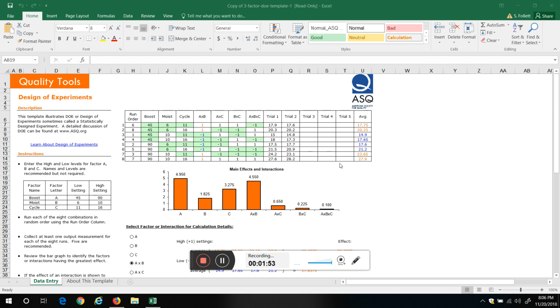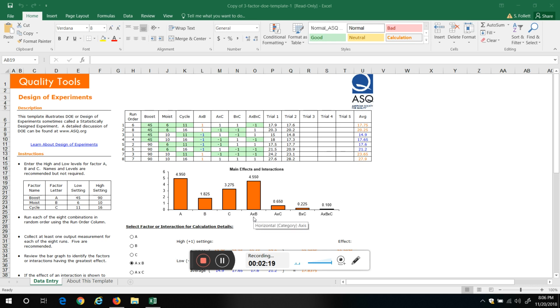And again, this will tell us what to do. If you populate this, it'll self-populate our table up here. So what happens is it calculates for us. Excel's got some macros in this. So factor A, you can tell the effect is a 4.95. B, 1.825. C, 3.275.